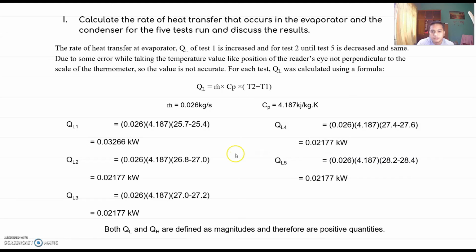Okay, for the discussion, the rate of heat transfer at evaporator QL for test 1 is increased, but for test 2 until test 5 is the same and decreased. This is maybe because the value of temperature change from T2 until T5 is the same. Okay, and due to some errors while taking the temperature value, like the position of the reader not perpendicular to the scale of the thermometer, so the value is not accurate.